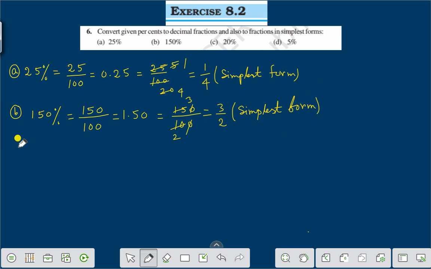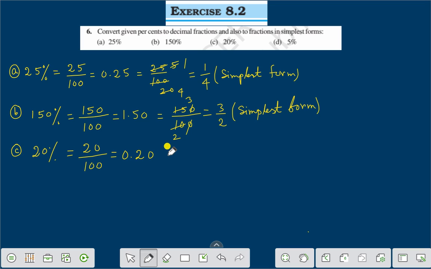Now question number C is 20%. We change into decimal fraction, that is 20 by 100. It is divided by 100, therefore the point will shift towards the left side 2 digits, 1, 2, that is 0.20.